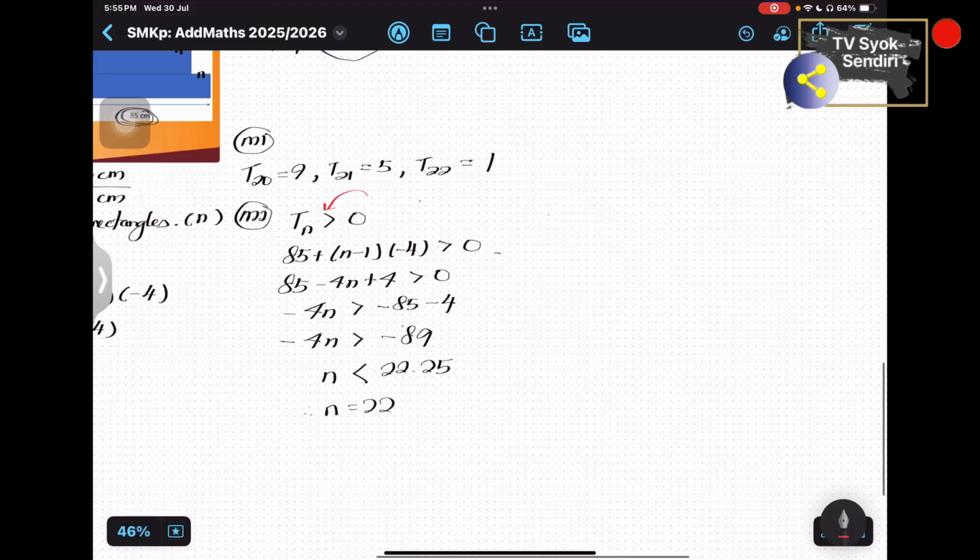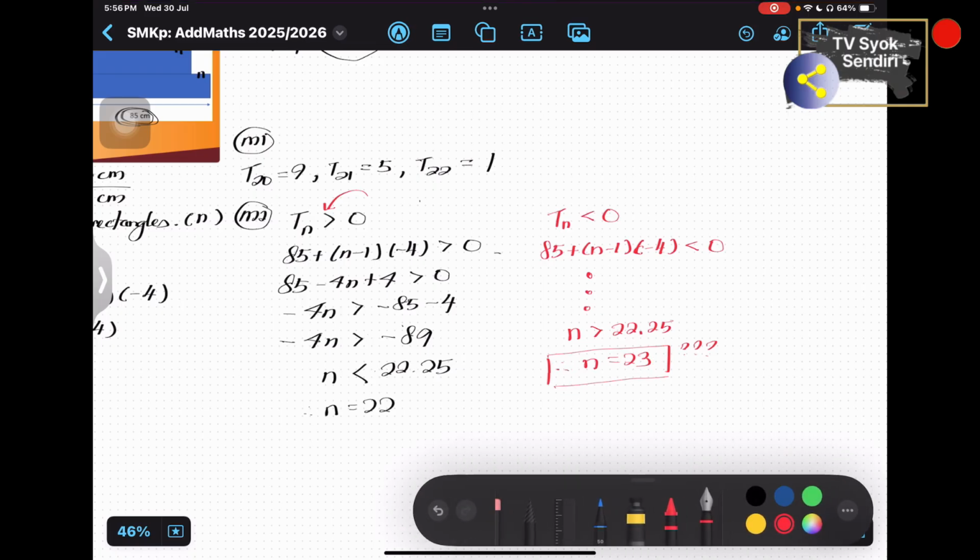Now you may be wondering, what if I wrote it as Tn less than 0? What does this statement mean? For example, just now you also noticed, 85 plus (n minus 1) multiplied by -4 less than 0, and then you notice that my n is greater than 22.25. Now, n is greater than 22.25, so I get n equal to 23. So what does this n equal to 23 refer to?